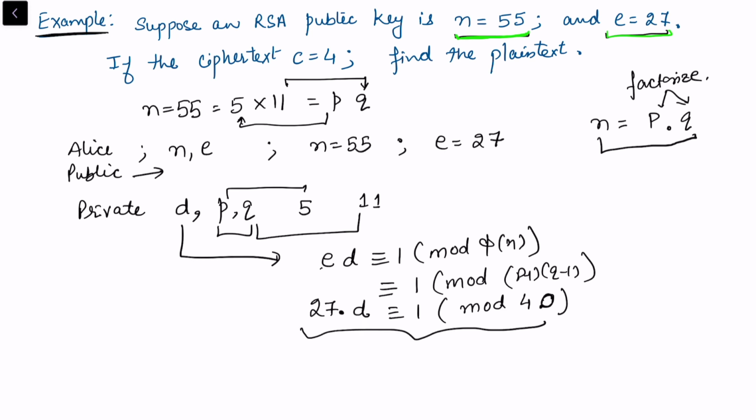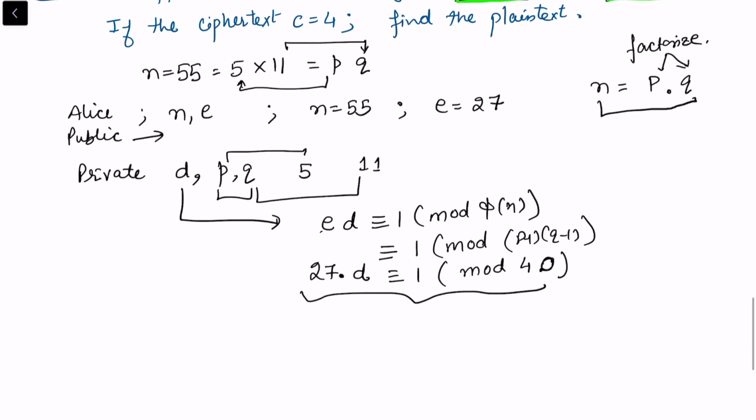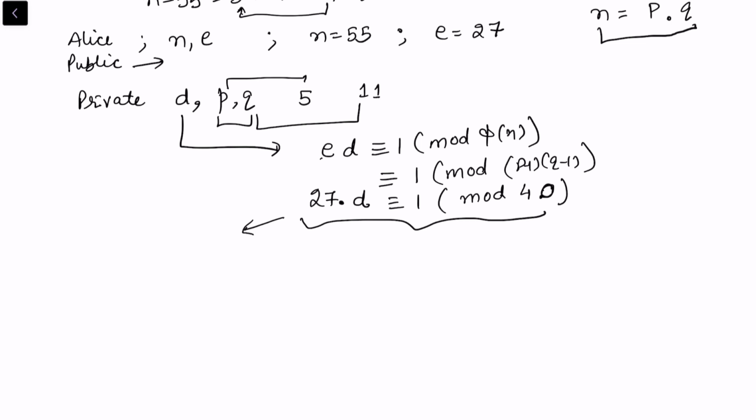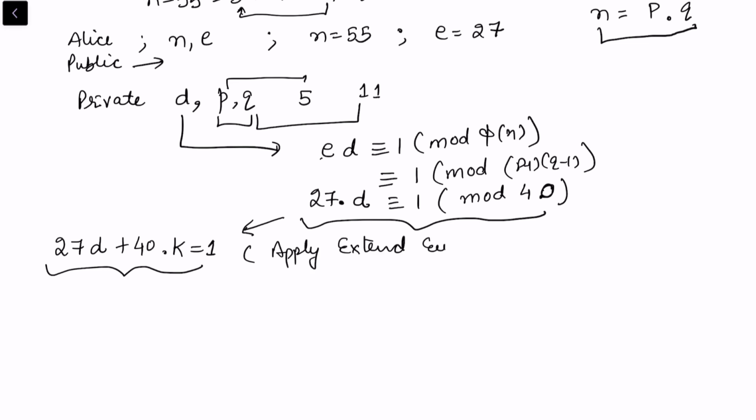Now if you look at this problem, this is like a linear congruence. I need to solve a linear congruence, or I can solve this with the extended Euclidean algorithm. To write this in terms of the extended Euclidean algorithm, we need to find 27D plus 40 times K equal to 1. So this looks like a linear Diophantine equation or linear congruence. Applying the extended Euclidean algorithm, we will find D and K, and we find that D is equal to 3.